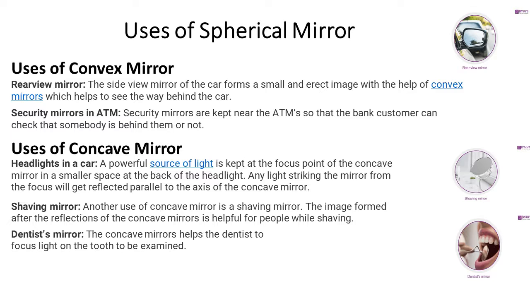So the use of spherical mirror, first let's discuss convex mirror. Convex mirror, as mentioned earlier in the introductory part, is basically used in cars, which helps us to see the way behind the car. Also in ATM banks, customers can check whether somebody is behind them or not. And concave mirror is used in the headlights in the car, shaving mirror, and dentist mirror as well.